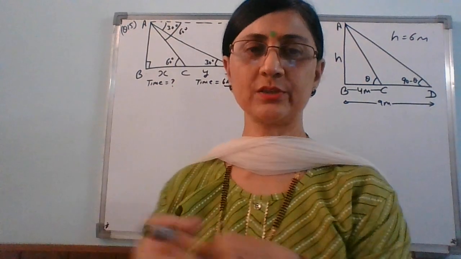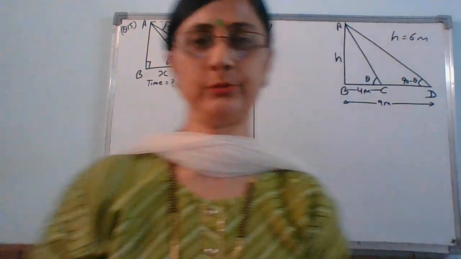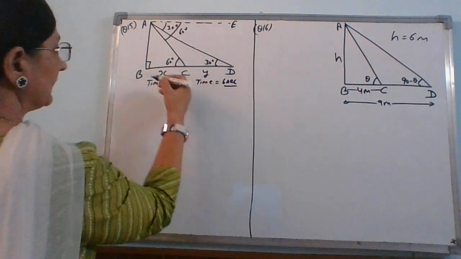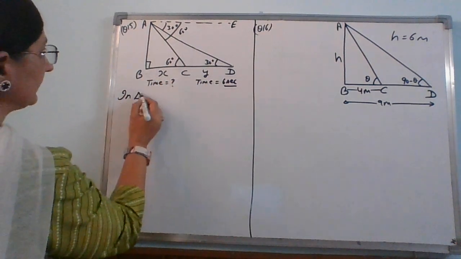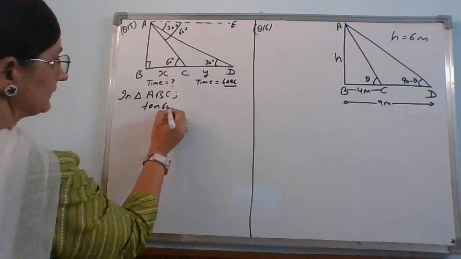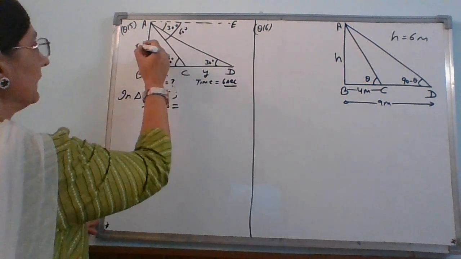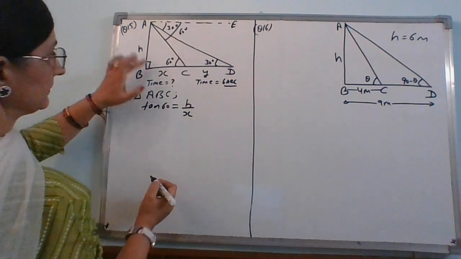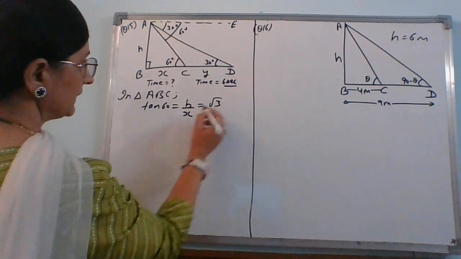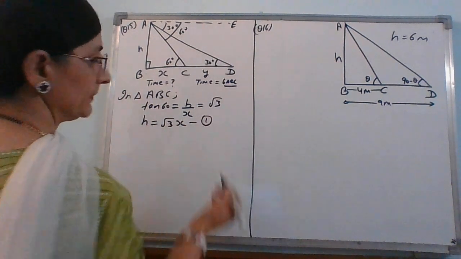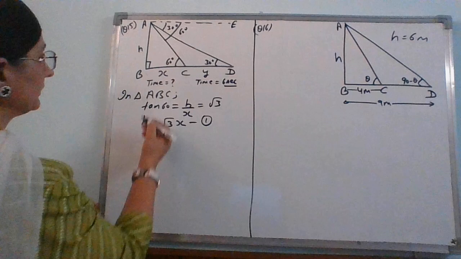Now let us do this question number 15th. Okay. Now here, let this distance be x, this be y. Again the same process. In triangle ABC, we have tan 60 degree, that is equal to, let it be h, so h upon x, height upon base. So 60 is √3, so h will be equals to √3 into x. Number 1, we'll be using this, right, as we did earlier.